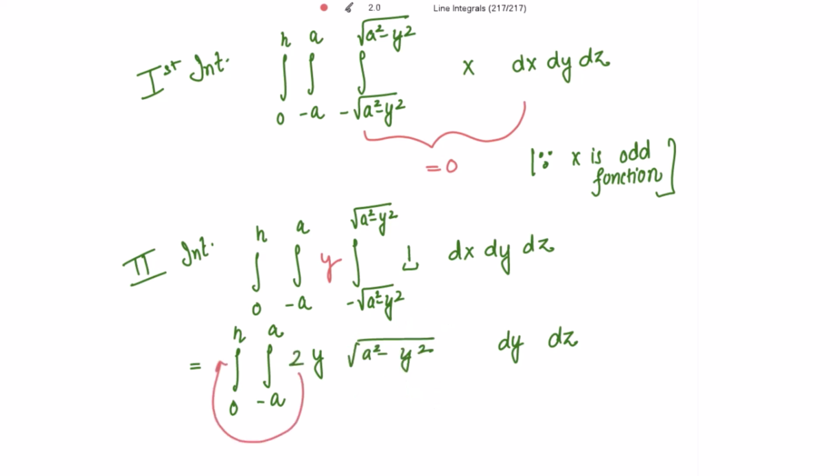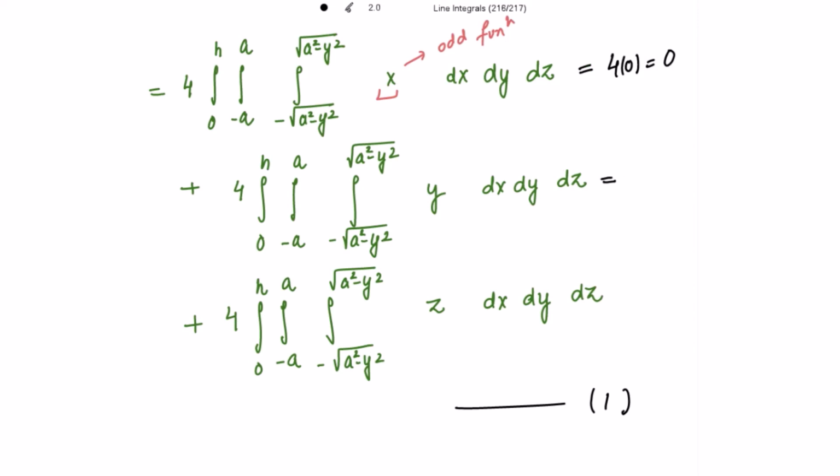Taking this 2 outside, we again have an odd function, and the limits given to us are the same with opposite sign. So the integral of the odd function becomes 0 again. So the second integral is 4 times this 0, equal to 0. Both the integrals, first and second, are 0.